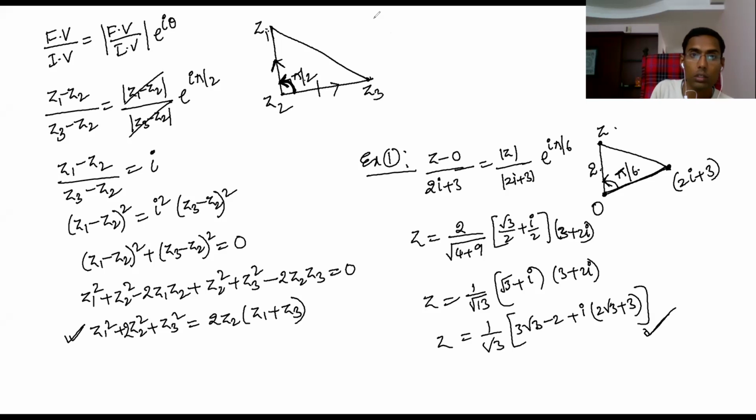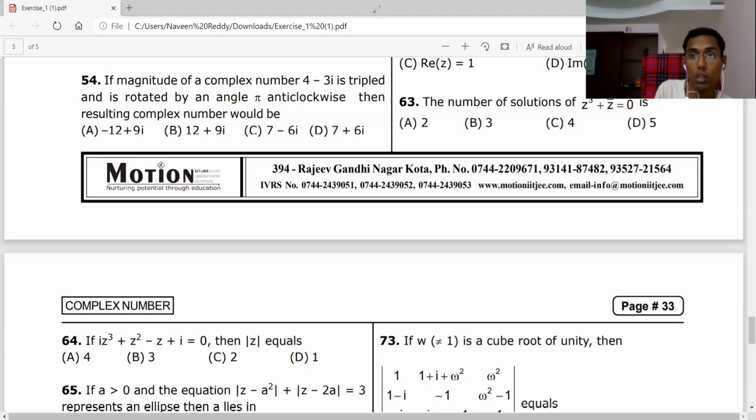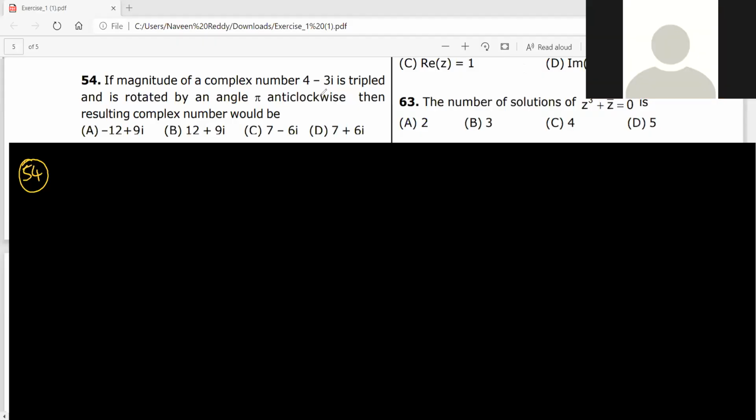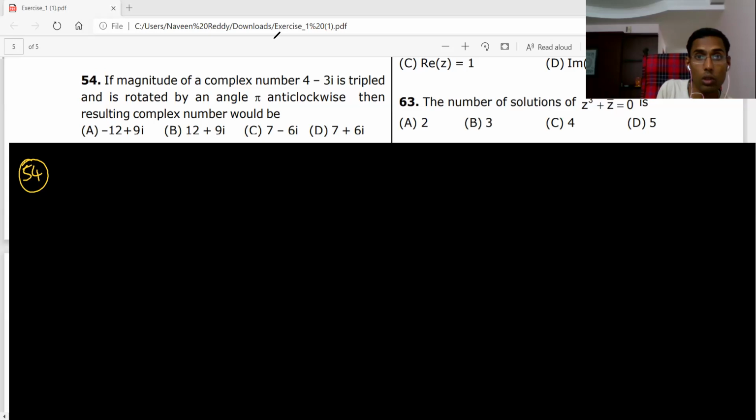Okay. So the 54th question, please see. If the magnitude of a complex number 4 minus 3i is tripled and is rotated by an angle pi anticlockwise, then the resulting complex number would be. Okay, here the magnitude of the complex number 4 minus 3i is tripled.